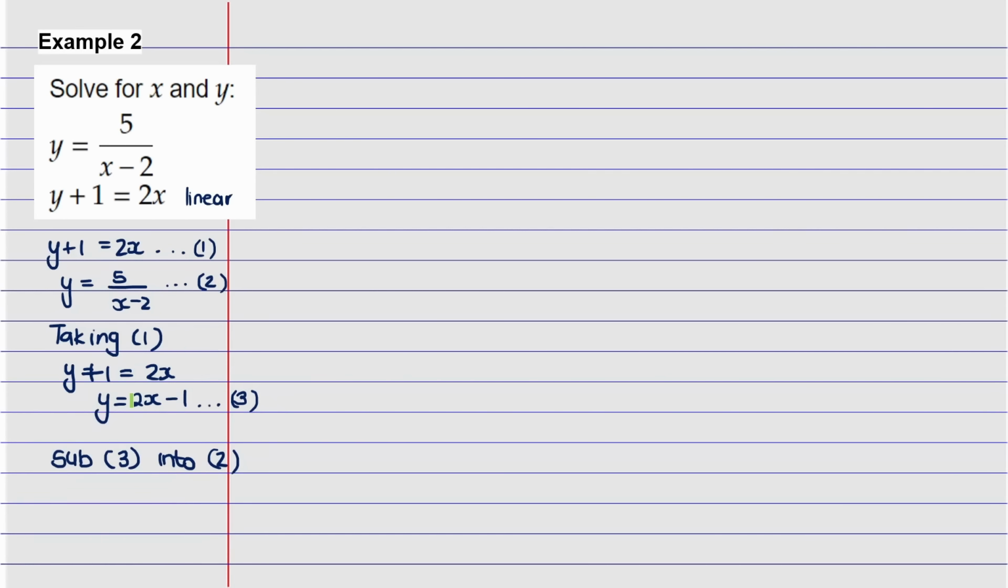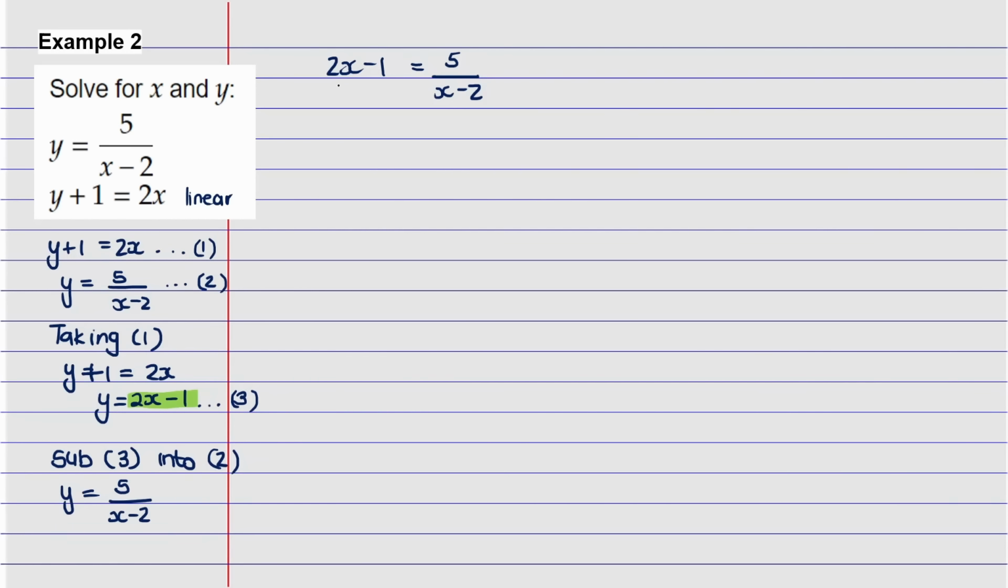So now, wherever I'm highlighting, that's where I'm going to substitute. Now let's write equation 2. We know equation 2 is y equals 5 divided by x minus 2. As I said, wherever I see y, I'm going to substitute the green part. So this is going to be the same as 2x minus 1 equals 5 divided by x minus 2.